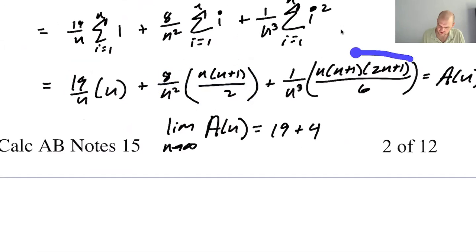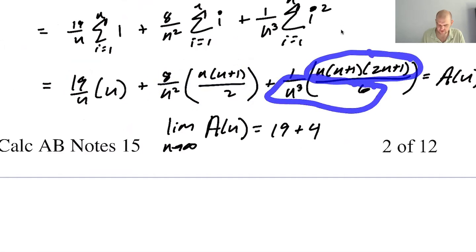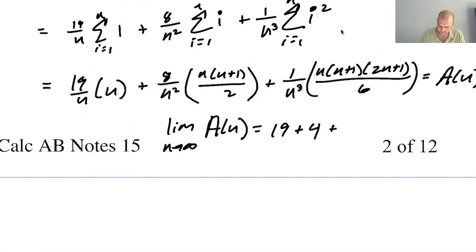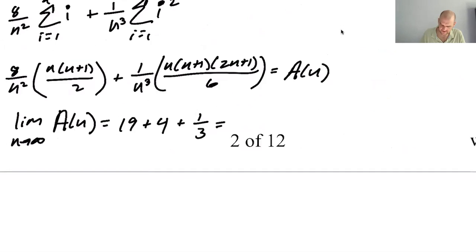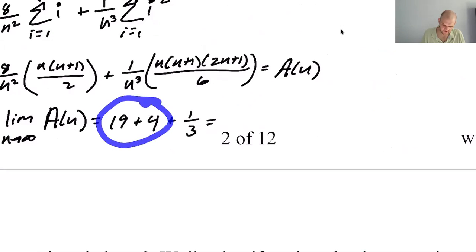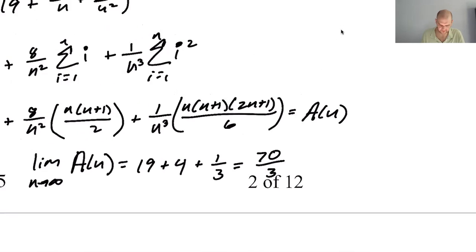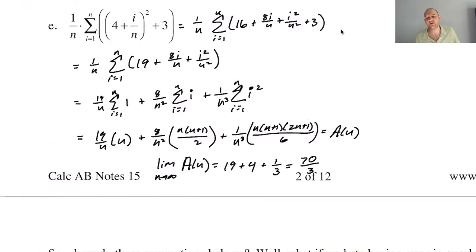Here we have 2n cubed plus a lot of garbage over 6n cubed. 2 over 6 is 1/3. So I think, what is this? 23, 69, 70, I think 70 over 3. If I took the limit. The problem doesn't tell you to take the limit. So why would I do that?